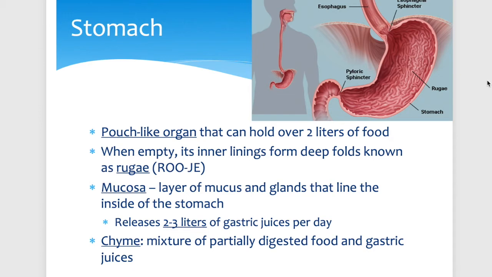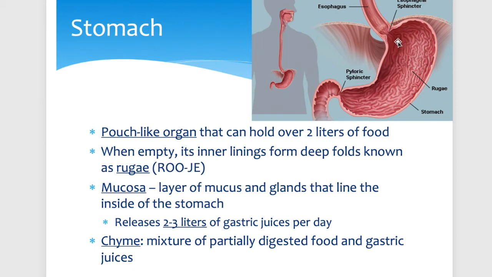The lining of the stomach is called the mucosa. It's basically a layer of mucus and glands that line the inside of the stomach, and that is going to release about 2 to 3 liters of gastric juices per day. That's going to include enzymes and acid to help break down our food in our stomach. Once food has reached your stomach and it has been chewed, mixed with saliva in your mouth and swallowed, that's again a bolus. Once it reaches your stomach and becomes mixed with your gastric juices, then it is referred to as chyme.